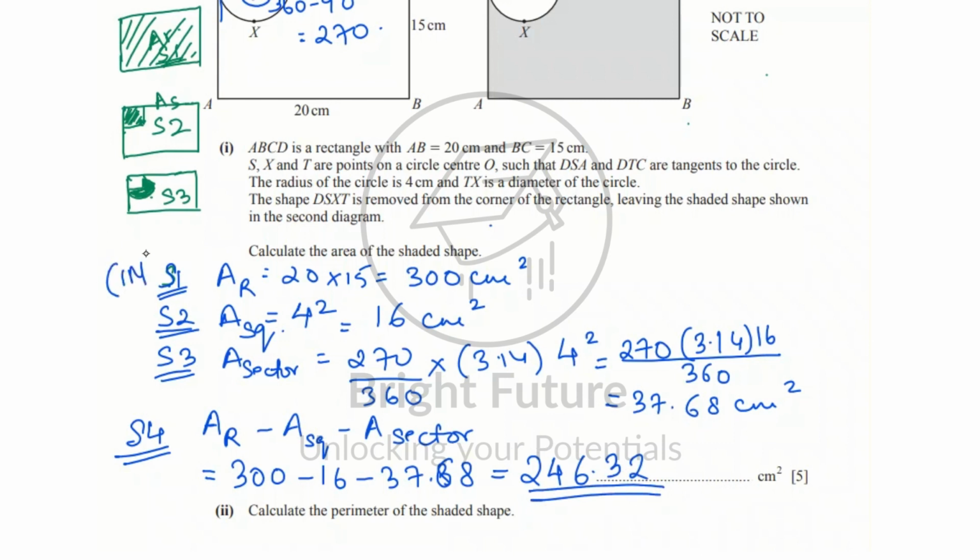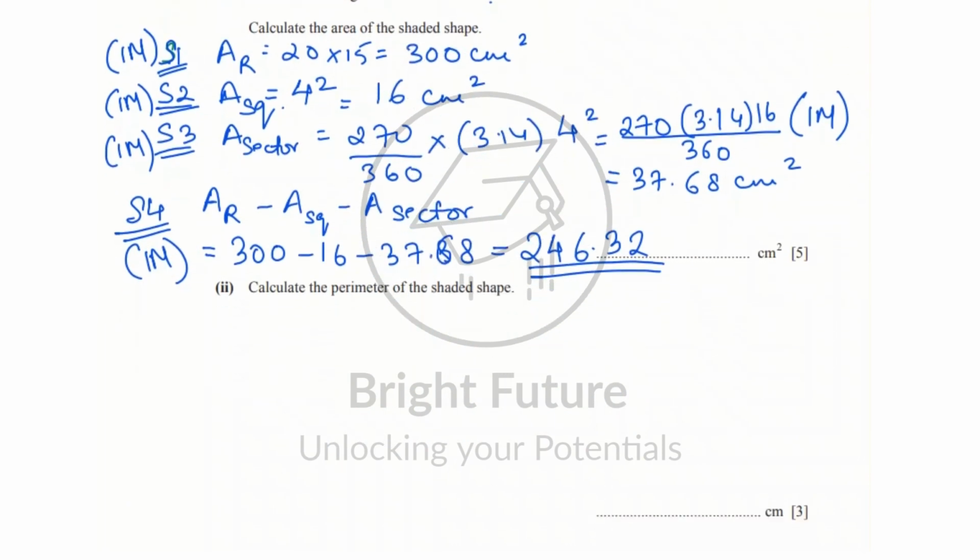1 mark for this, 1 mark for your square's area, 1 mark for your sector, and 1 mark for the calculations that we do over here, and 1 mark is for your final difference that you have to calculate. So like this is for 5 marks. It's very easy, but you just have to go systematic.